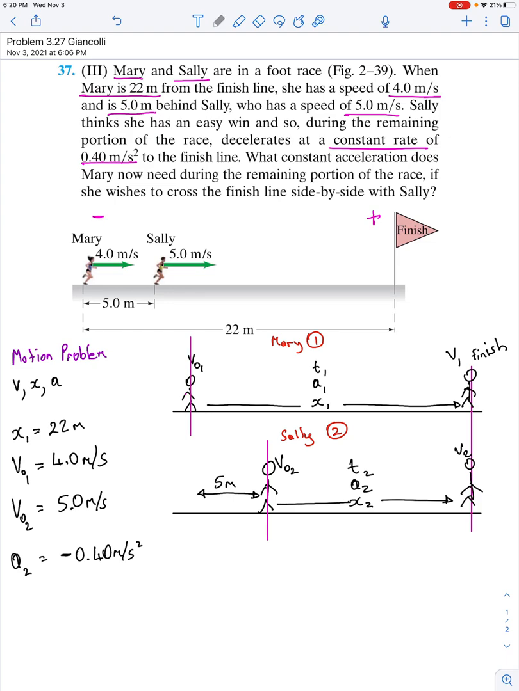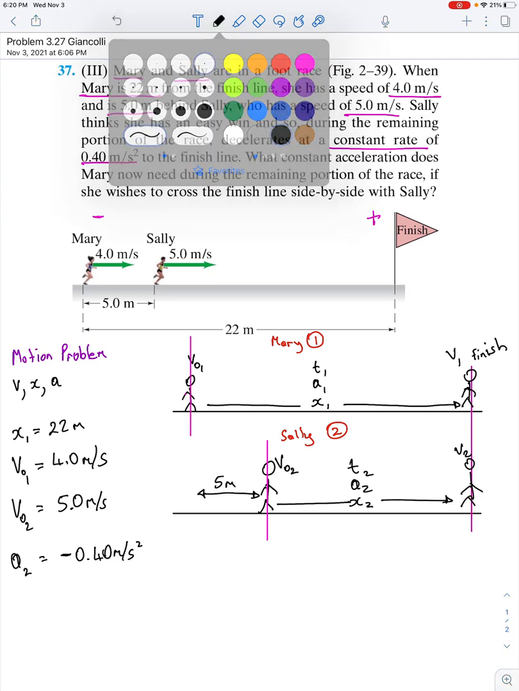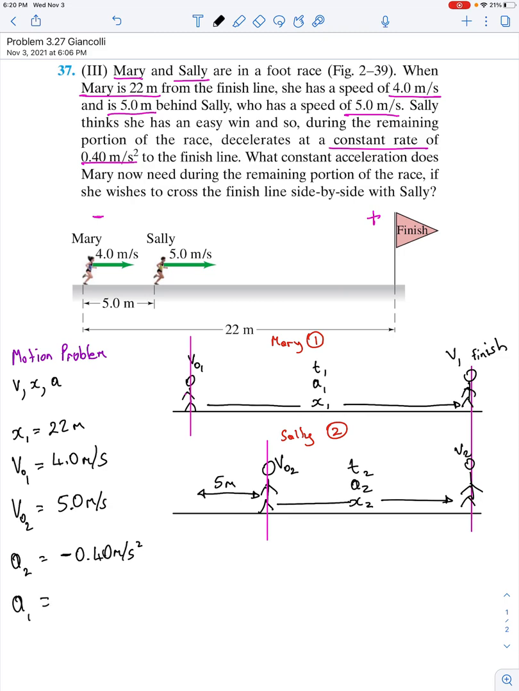So that's our a2. So now it's asking for what is the constant acceleration that Mary needs during the portion of the race. So we're looking for a1. That is what we're looking for. So now, before we move on, at this point in time, kids will start to just start hunting. Nah, bro. You don't hunt. You let the thing do the work for you, right? You're going to hunt later, but you have to let the thing do your work for you. You have to look if there's any relationships. You have to understand the situation before you start hunting for equations.